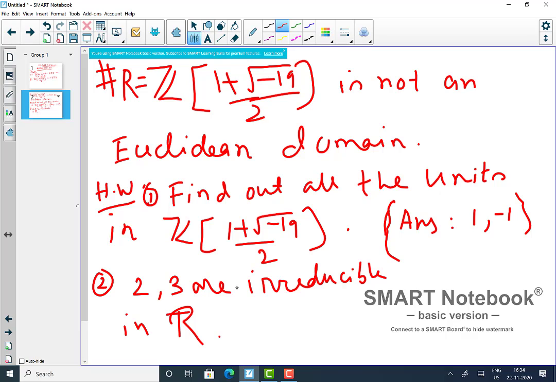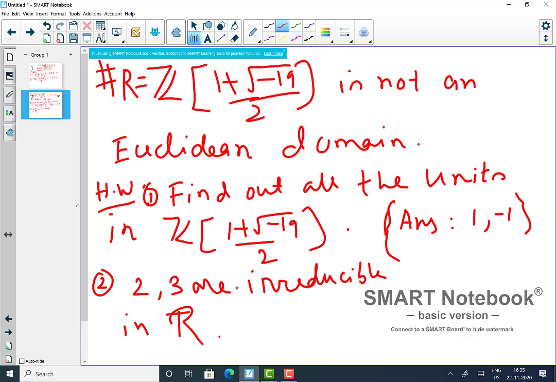You can just do this homework. These are not so difficult, but the process may be lengthy, you need to calculate. For example, if 2 is reducible, then what happens? You write it as a product of two elements and take norms, like the norm you defined last time, the field norm. Then you find there is a contradiction. So you can always find out this irreducibility.